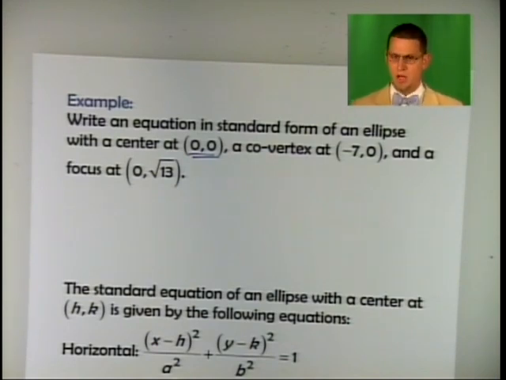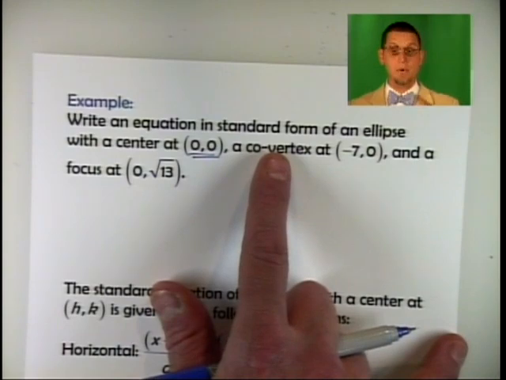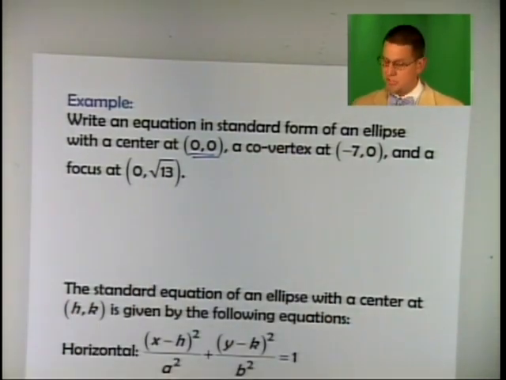Now, if we were given the coordinate of a vertex and a covertex, we could essentially figure out our a and b, which is all we need for the equation. You just drop them in. But if we're given the focus, we're going to have c. A covertex is going to give us our value of b. Well, we're going to need to find a, and we use the little relationship c squared is a squared minus b squared.